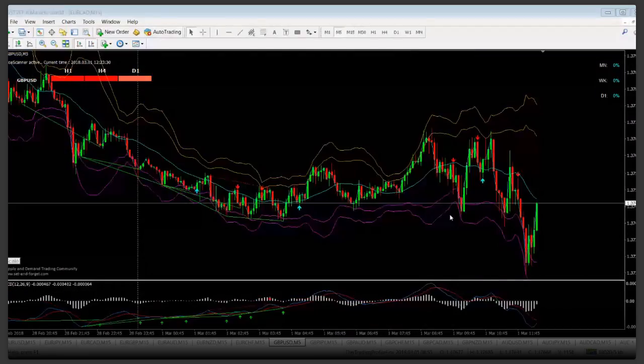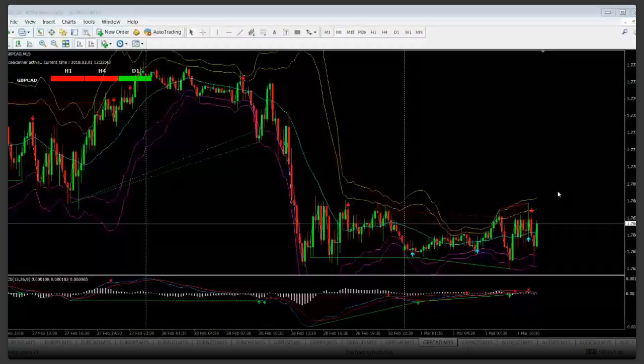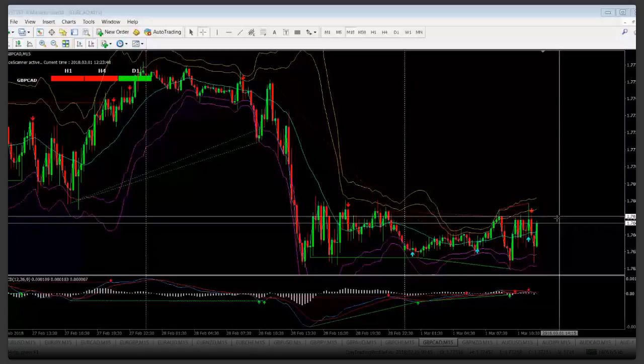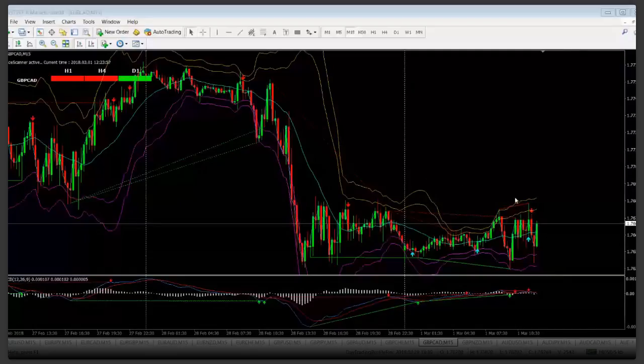Pound starting to pop up now. Our British pound CAD trade is at break even. So I think we break out of here. This could be our trade that gets us up to date, because when the CAD pairs move, they move, especially with the pound and the euro.